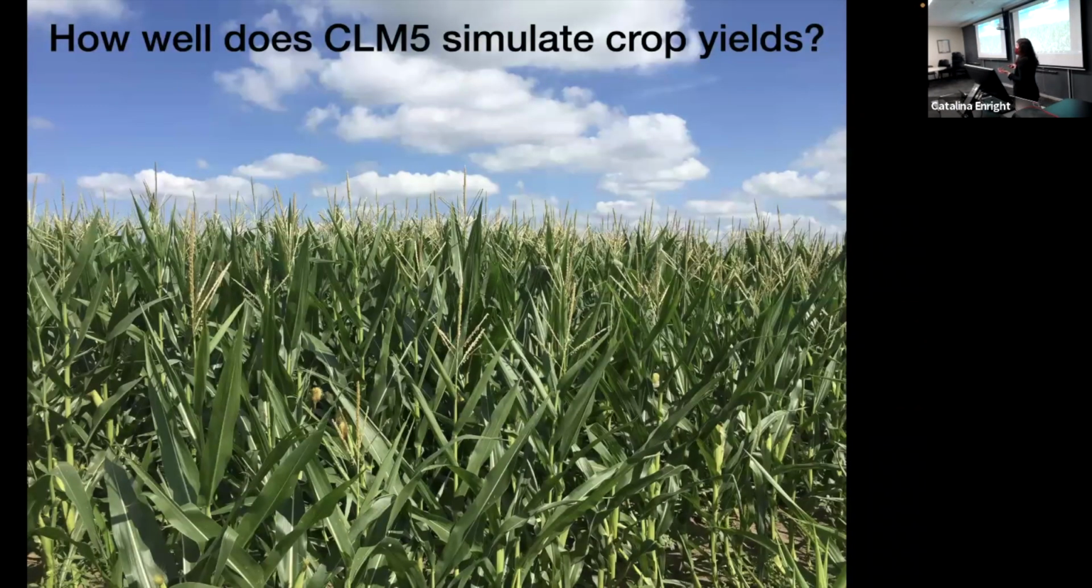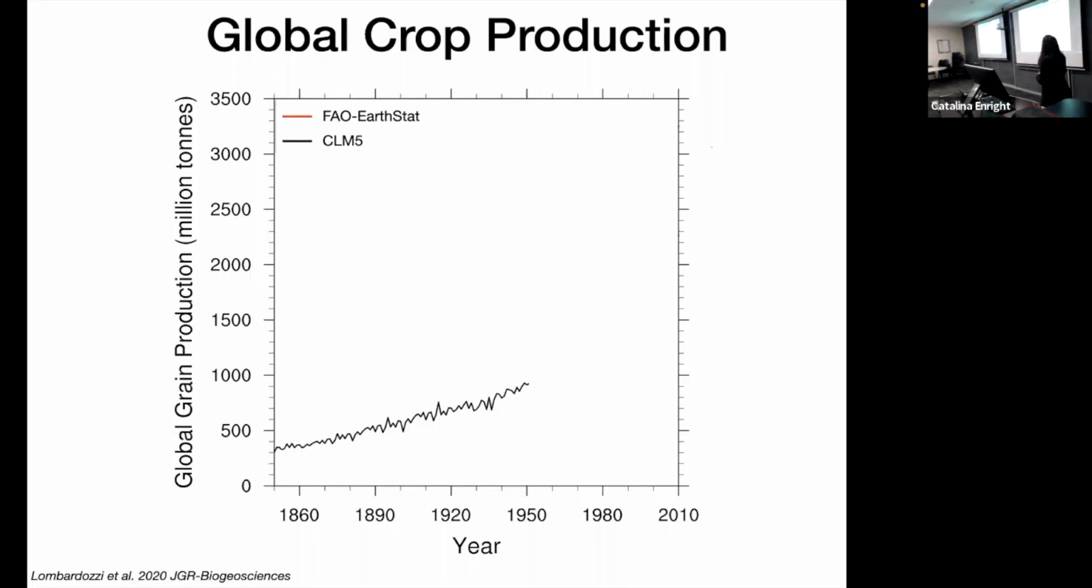So how well does CLM simulate crop yields? Like I said, this is not intended to be an agronomic model, so I don't expect it to be perfect. But this is global crop production. So this is grain production in terms of millions of tons through time. And so we always start simulations in the 1850s. CLM is in black. We don't have observational data back as early as 1850. And so from 1850 to 1950, we see a linear increase in crop yields through time. And then that increase starts to ramp up after the 1950s.